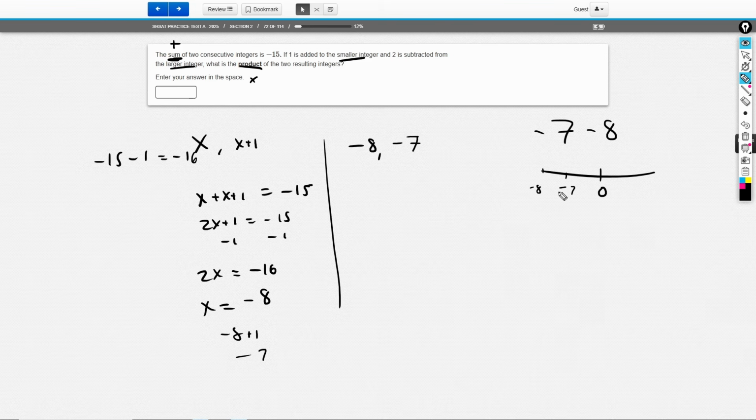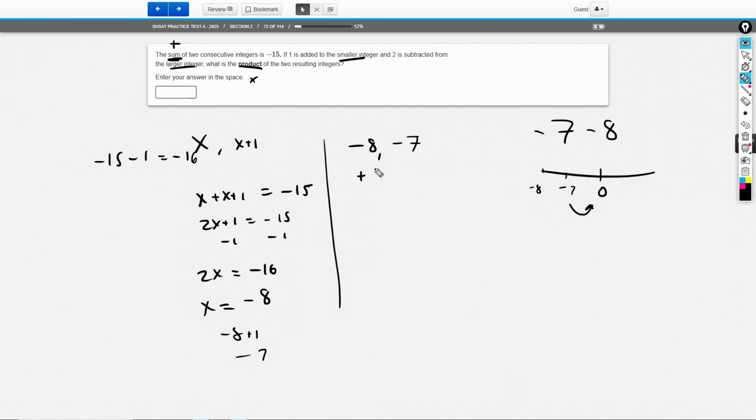Because negative 7 is closer to 0, it's actually bigger. And you can think about it like this. If you have a bank account that's $7 in debt versus a bank account that's $8 in debt, who's more in debt? Obviously, the bank account with $8 of debt. That means that bank account is worth less money. So negative 8 has to be the smaller integer.